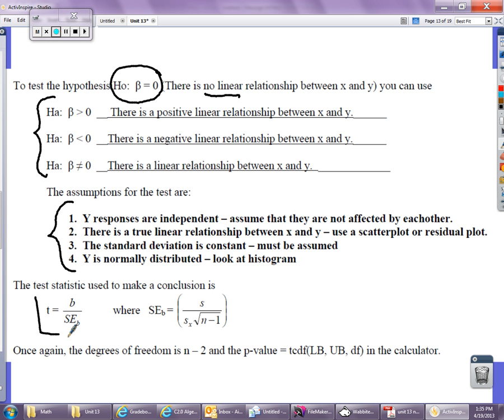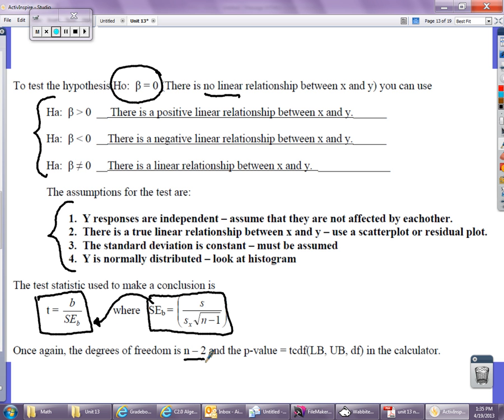Your test statistic t is your slope divided by the standard error of b. You'll see that again. Standard error of b has not changed. Again, that's a formula that you must memorize. This is not given to you. Neither is this one, so you have to have those memorized.